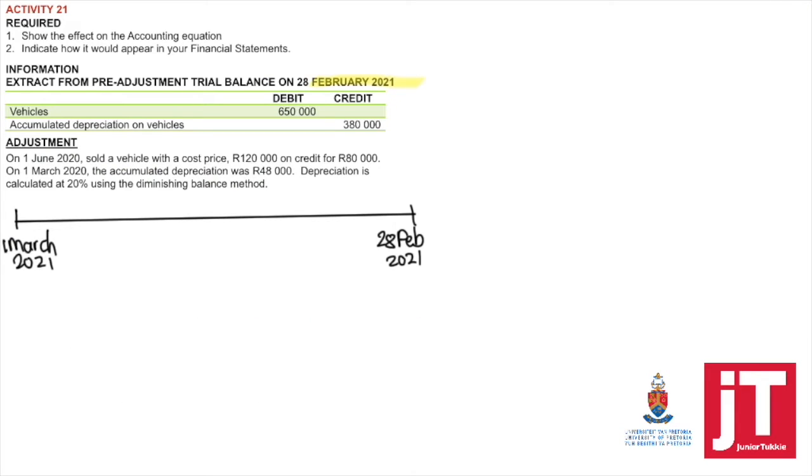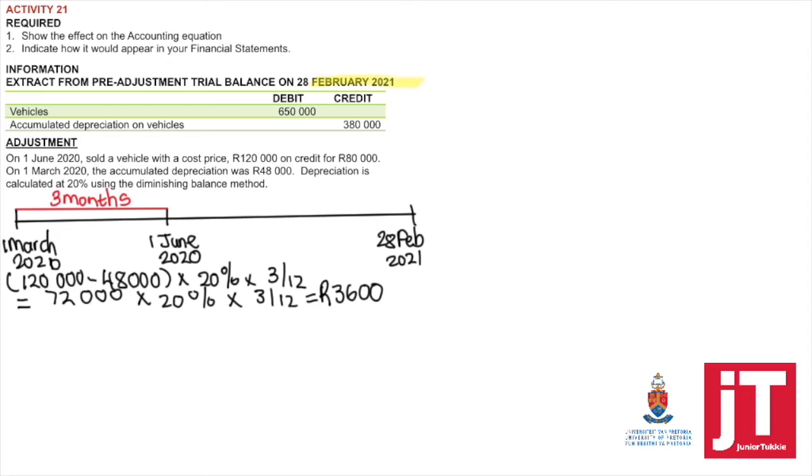Looking at activity 21, show the effect on the accounting equation and indicate how it will appear in your financial statements. On the 1st of June 2020, sold a vehicle with a cost of $120,000 on credit for $80,000. On the 1st of March 2020, the accumulated depreciation was $48,000. Depreciation is calculated at 20% using the diminishing balance method. So if my accounting period ends February 2021, it means it starts in March 2020. We have to calculate depreciation from the beginning of the accounting period until the day that we have sold it.